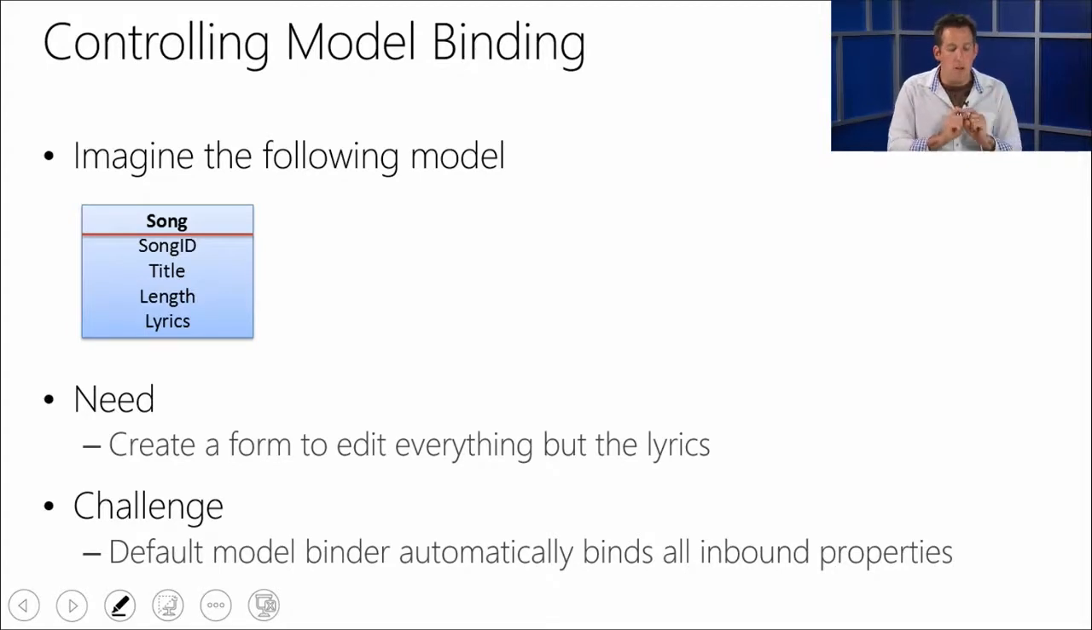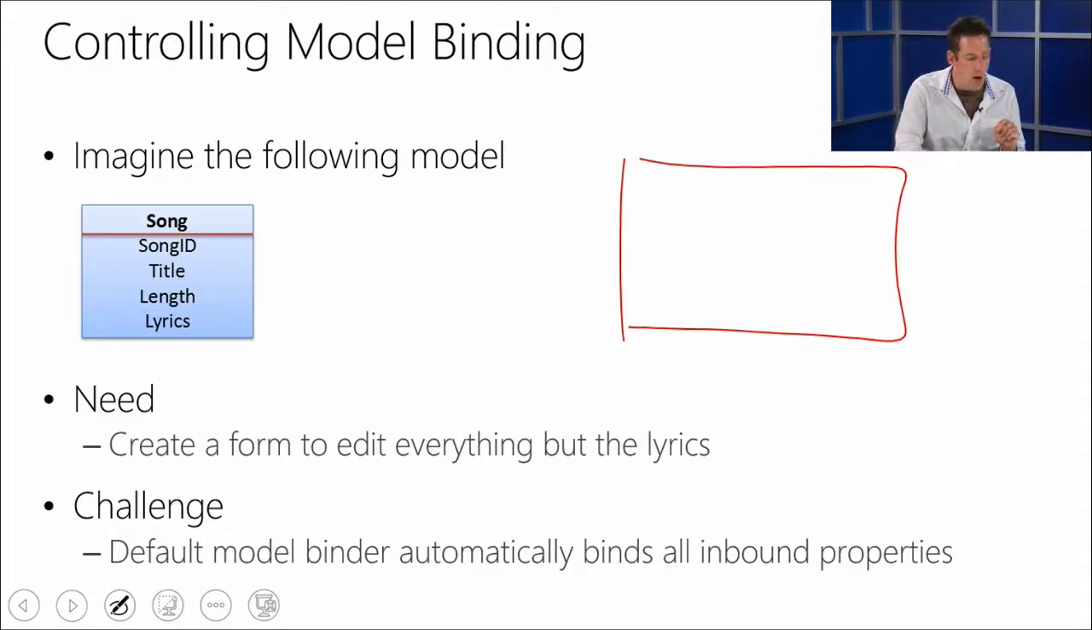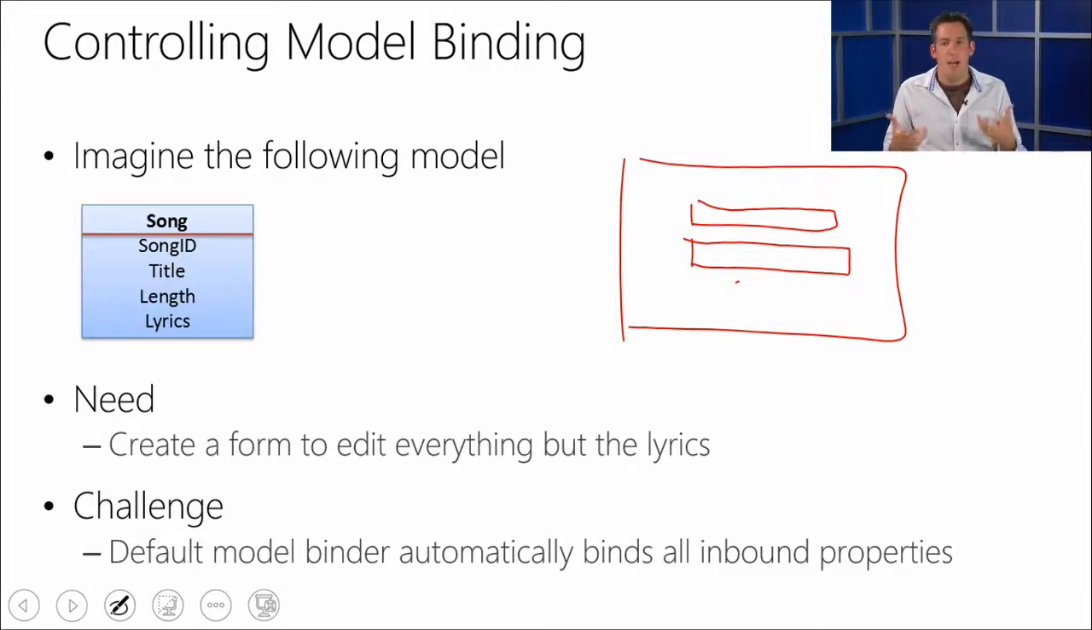So what I'm going to be looking for is a form where I'm going to ask you for the title, I'm going to ask you for the length, but I'm not going to ask you for the lyrics. Okay, that makes sense. That works, right? Well, here's the problem. The default model binder can be a little bit too flexible.